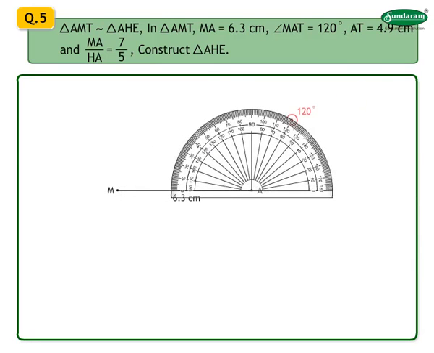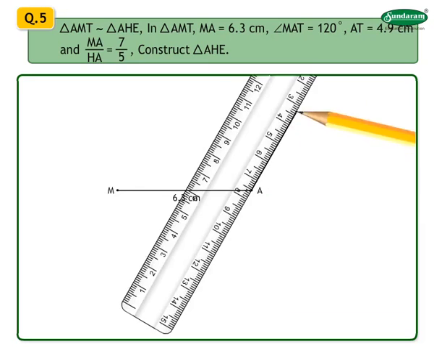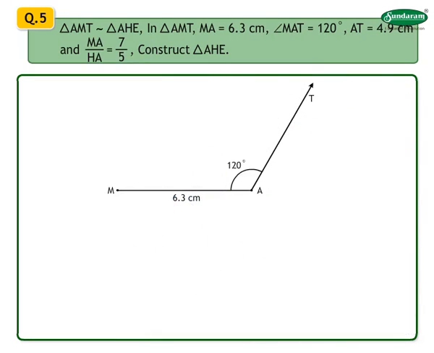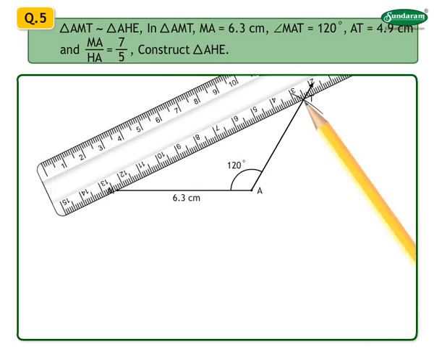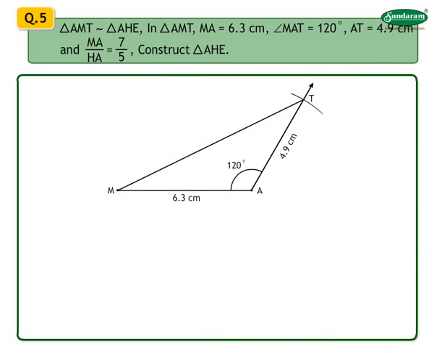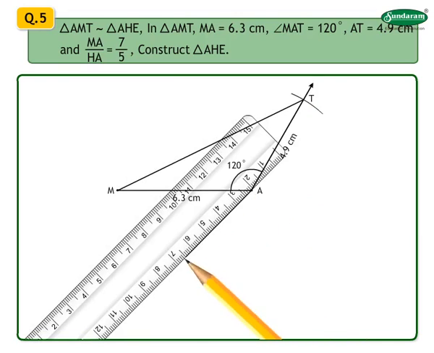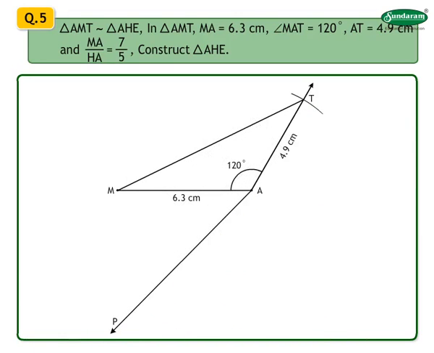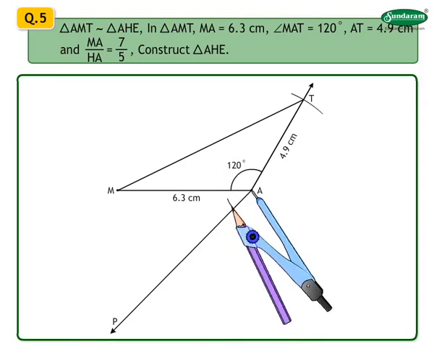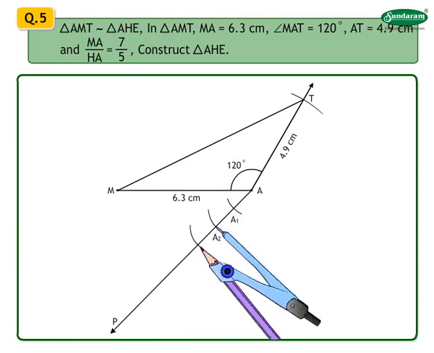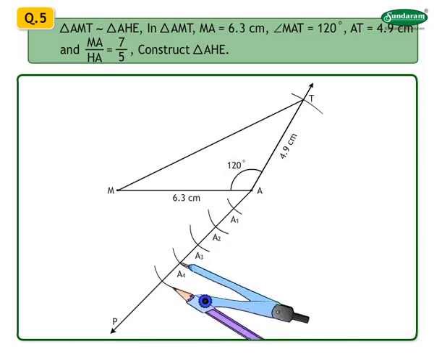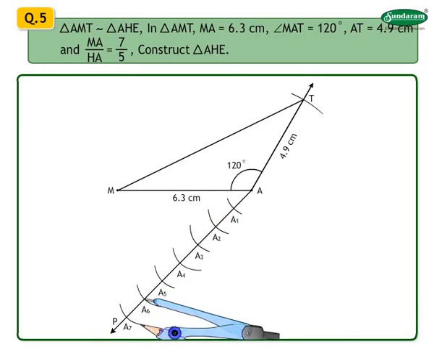Draw an angle MAT of 120 degrees. Keep the point of compass on point A and taking 4.9 centimeters as measure, cut an arc at point T. Now join MT. Thus, triangle AMT is the required triangle. Now, draw any ray AP making an acute angle with segment MA. Divide the ray AP in 7 equal parts. Name them as A1, A2, A3, A4, A5, A6, A7. Join points A7 and M.